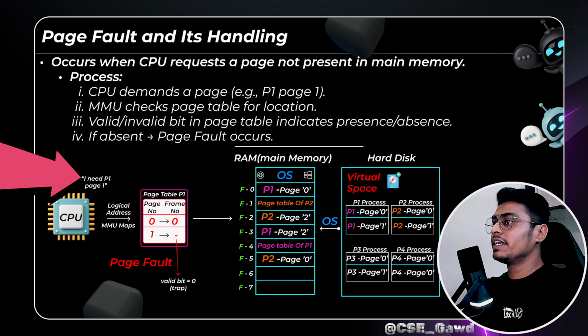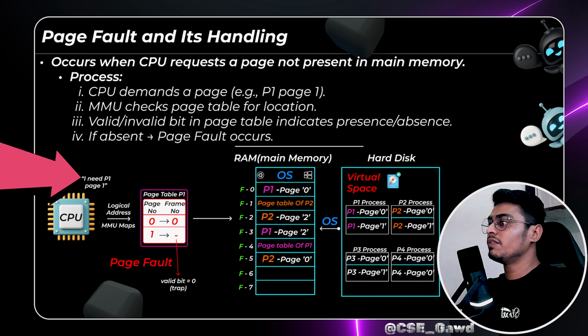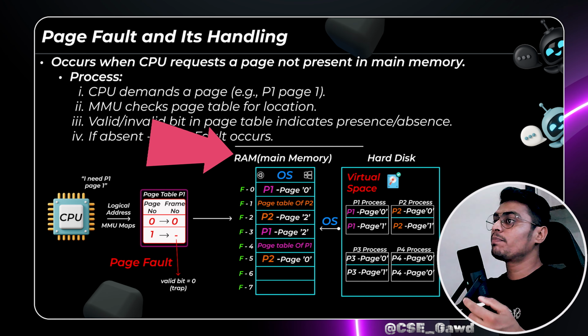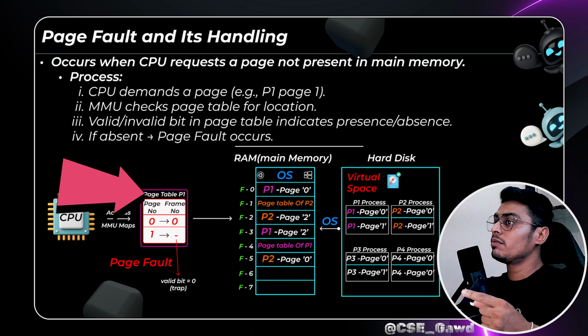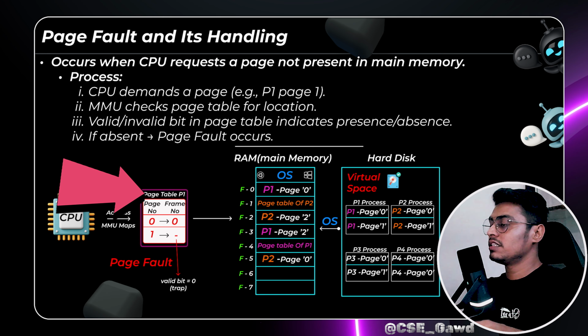This means the CPU generated a logical address, and from that logical address we determine that the data the CPU is demanding is located on page number 1 of process P1. Now the question here is, where is page number 1 of process P1 in main memory? We check this using the page table through the MMU, memory management unit. The MMU loads the page table from main memory and checks in which frames the pages reside.